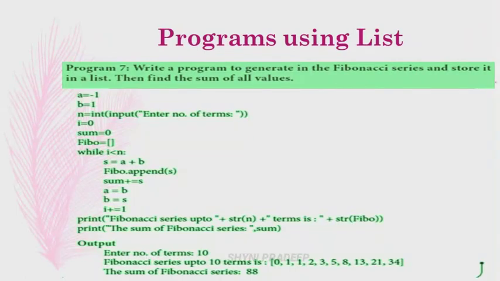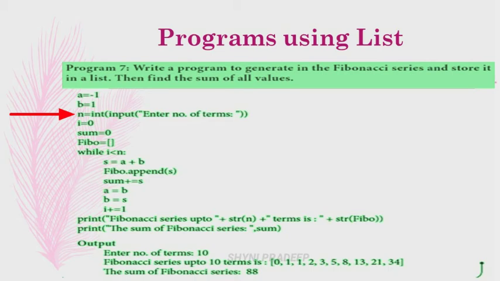See the next program. Write a program to generate the Fibonacci series and store it in a list, and then find the sum of all values. Here you have to generate the Fibonacci series in a list and then find the sum of all values. Okay, here first two variables are given. A is equal to minus 1, that is the initial value of A, and B is equal to 1, that is the initial value of B, and next n is equal to input, enter number of terms.